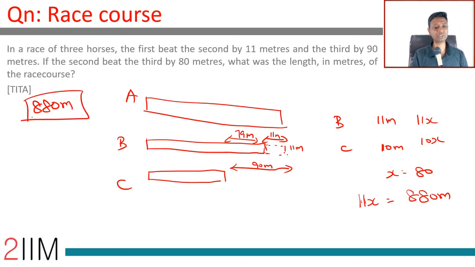Just classic ratios, nothing but A, B, C. When A finishes the race, B is 11 meters behind, C is 90 meters behind, or B has a lead of 79 meters over C. But by the time B finishes, B has a lead of 80 meters. That is, when B finishes this 11 meters, C travels only 10 more. Or when B travels 11, C travels 10. So if B travels 11x, C travels 10x, the difference is x. This is 80 meters, so the race length should be 880 meters.